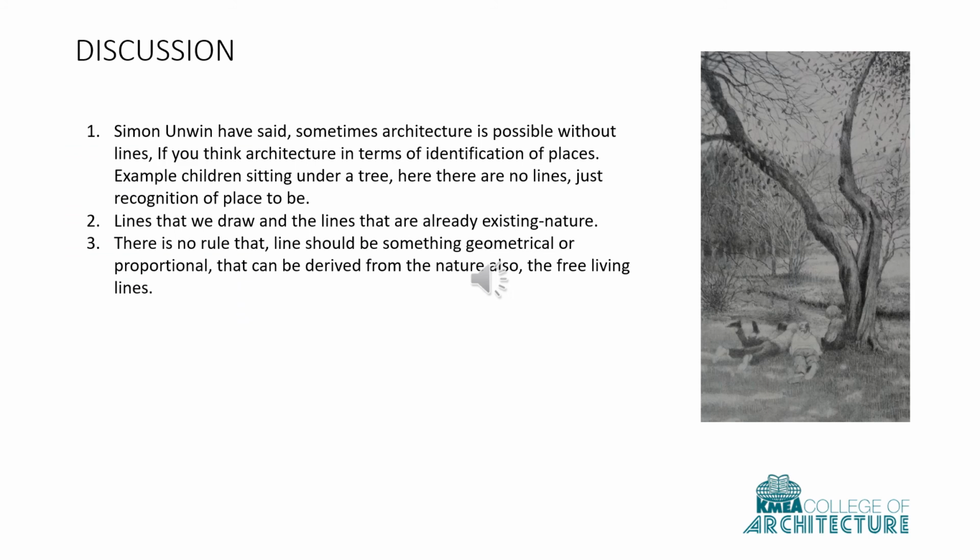Simon Unwin has said in his book Analysing Architecture that sometimes architecture is possible without lines if you think of architecture in terms of identification of places. Example: children sitting under a tree. Here there are no lines, just recognition of a place to be. Lines are what we draw, and the lines that already exist in nature. There is no rule that a line should be geometrical or proportional; it can be derived from nature also, the free living lines.